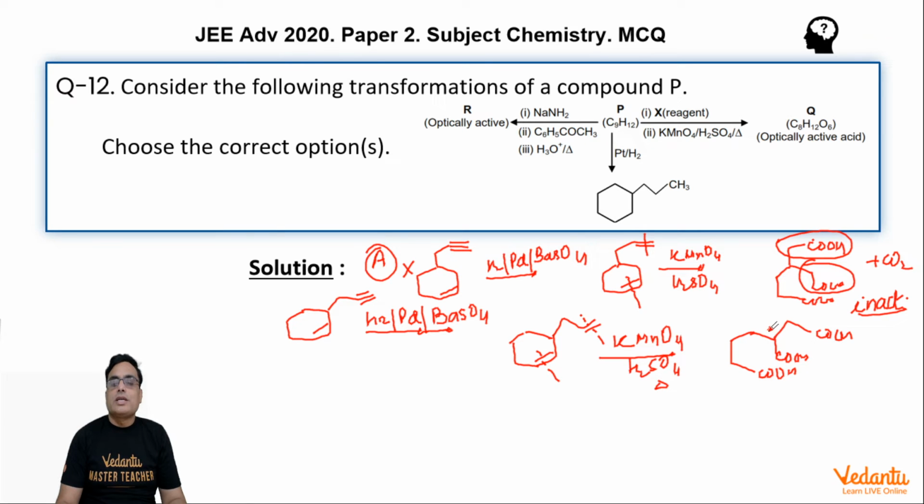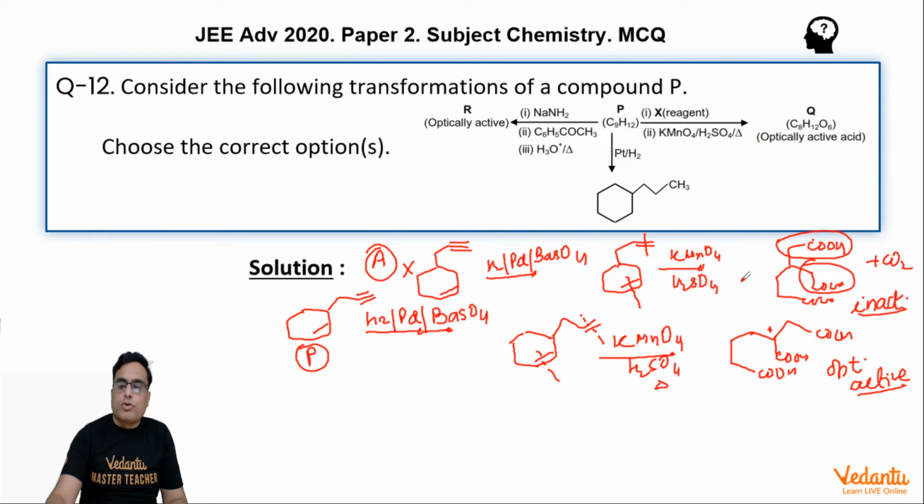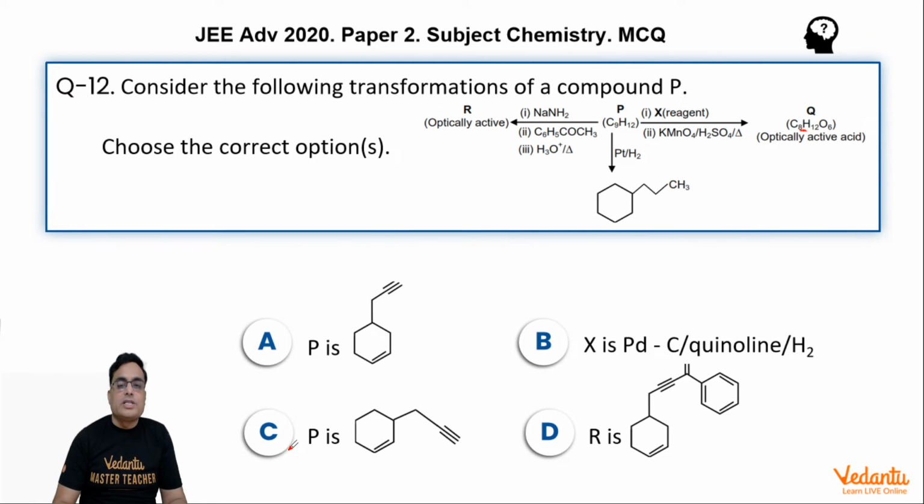And now in this case, this carbon is a chiral carbon. You can check, the total number of carbons is 8, 1, 2, 3, 4, 5, 6, 7, 8, and one carbon is chiral also. That means this compound is optically active. So it is confirmed that compound P is the structure given in option C, and option C is the correct answer. And even option B is a correct answer because it is a Lindlar catalyst.